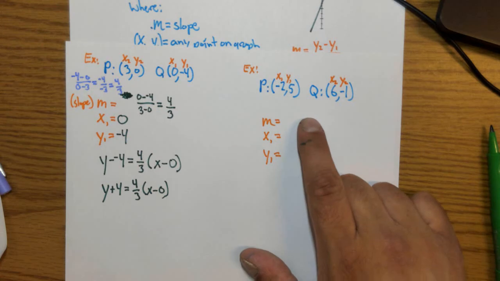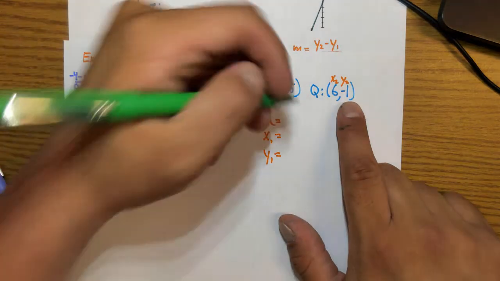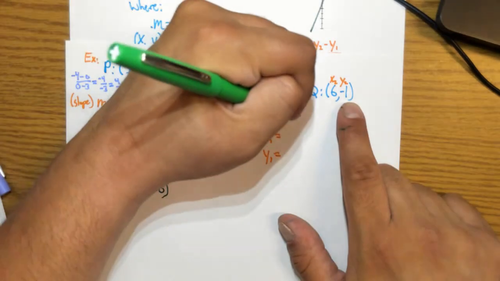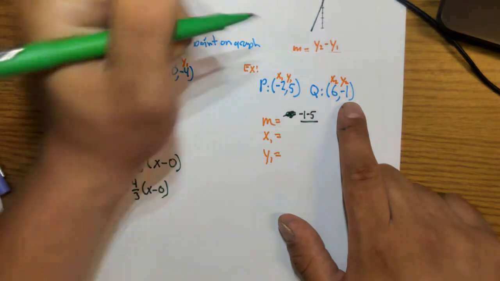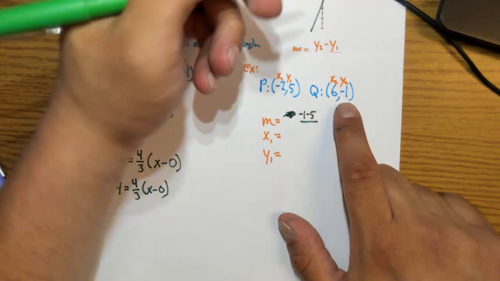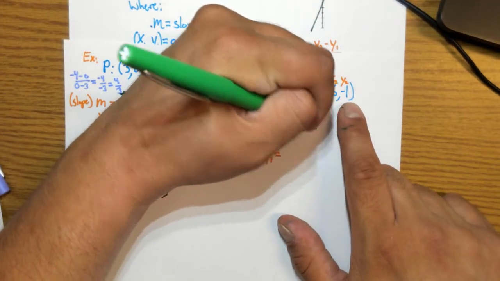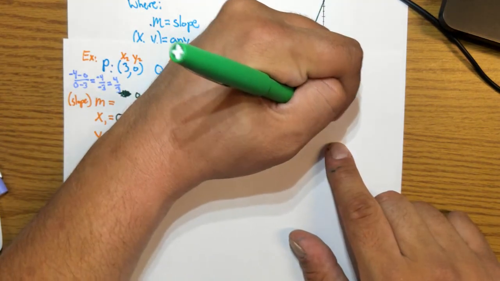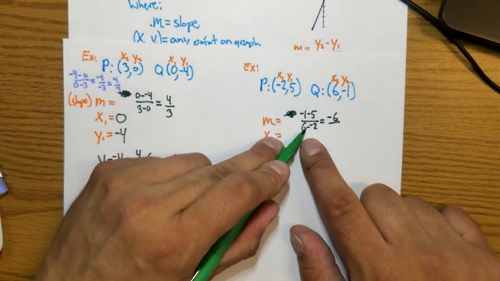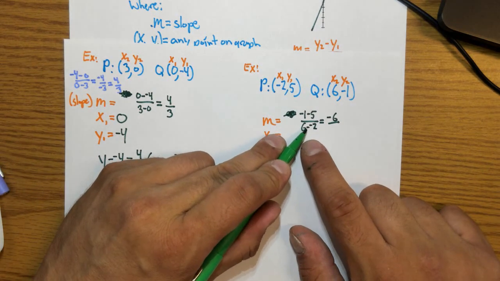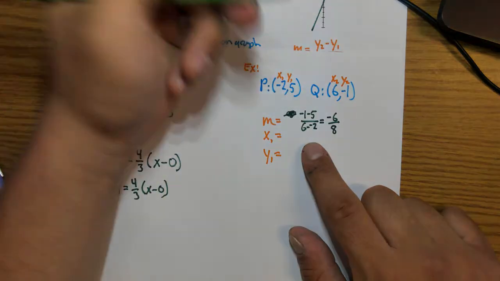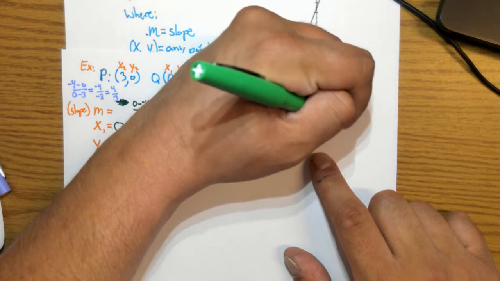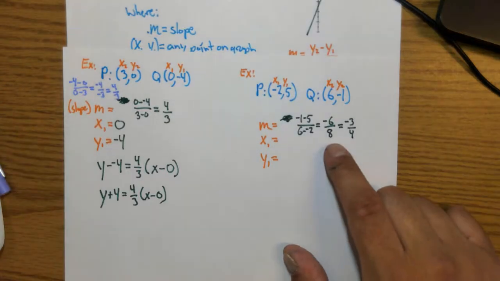So let's solve for our m. It's going to be y2 minus y1, so -1 minus 5 divided by 6 minus -2. So simplifying that up, -1 minus 5 is -6, divided by 6 minus a -2, which is the same thing as saying 6 plus 2, so that's 8. And so we get -6/8. And if you'd like to reduce, you can. It would reduce to -3/4. But you can leave it as -6/8.